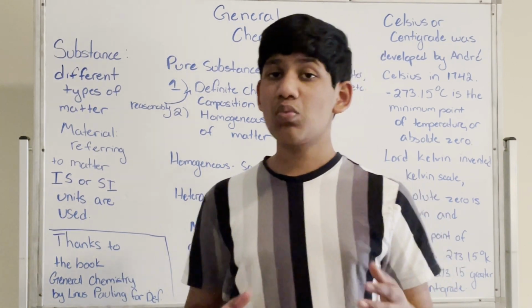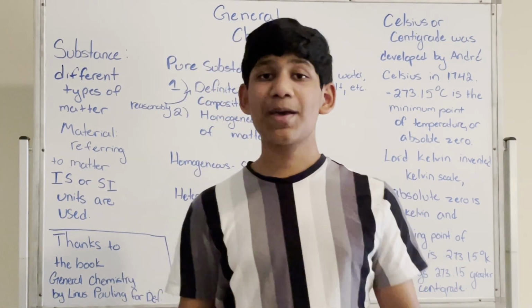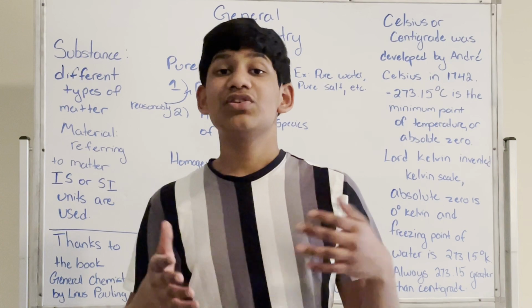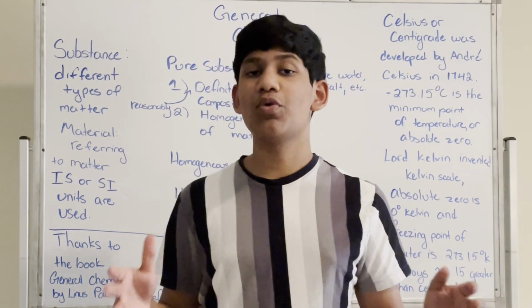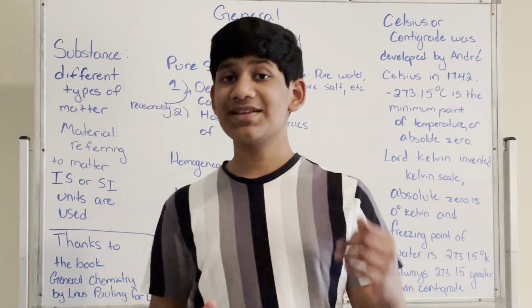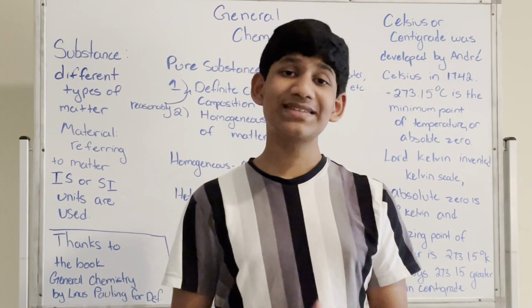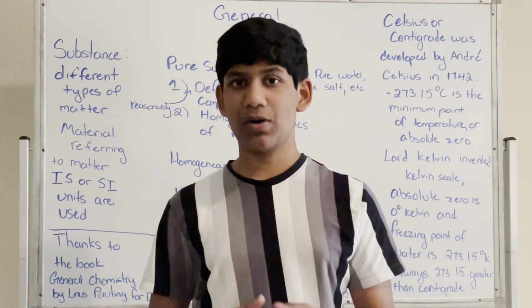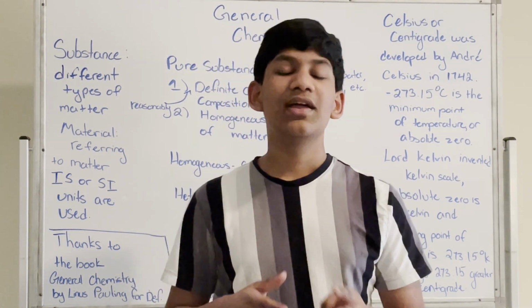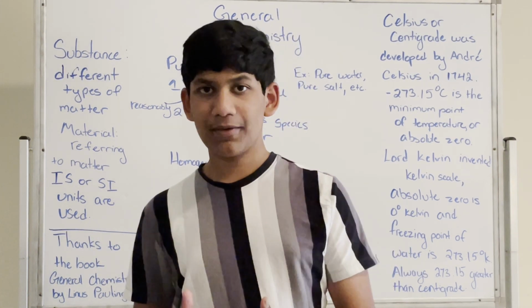One of the most important words chemists use is the word substance. A substance refers to different types of matter. When we look on a more advanced scale, we have the pure substance. For a material to be considered a pure substance, it must satisfy two properties. One, it must have reasonably definite chemical composition, and two, it must be a homogeneous species of matter.